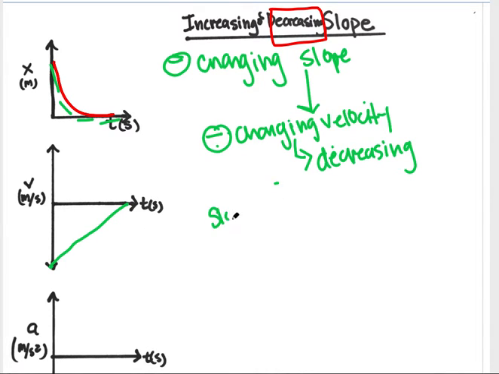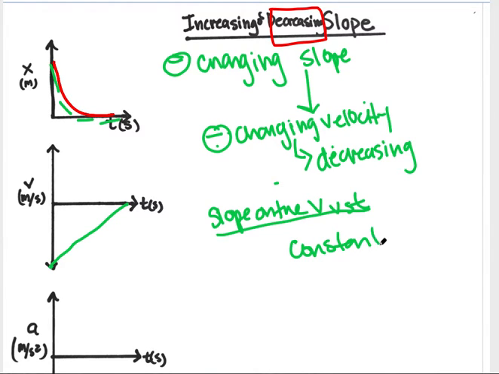So the slope on the velocity versus time graph. Well, first, we know it's constant, right? Because it's changing at the same rate each second. So it's constant. And we can say it's positive because it starts at a negative and it gets more and more, it gets closer to 0.